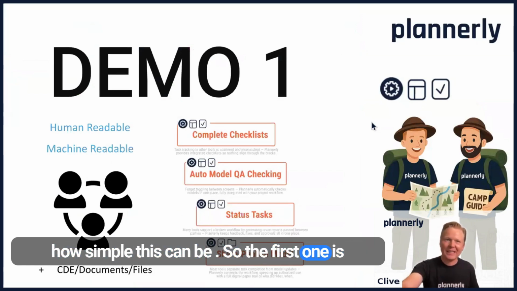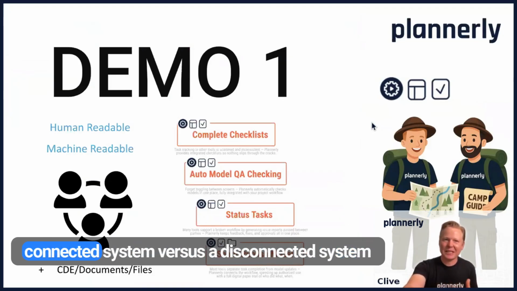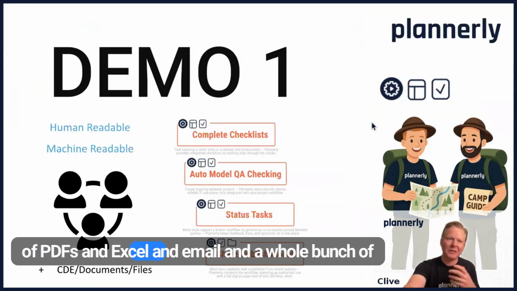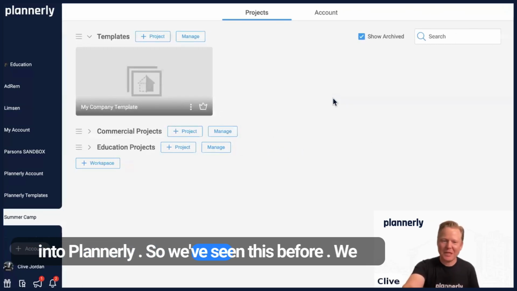So the first one is a workflow that connects everything together. This connected system versus a disconnected system of PDFs and Excel and email and a whole bunch of challenges that we saw before. I'm going to jump into Plannerly. So we've seen this before.